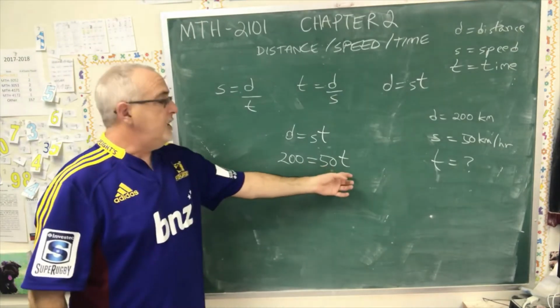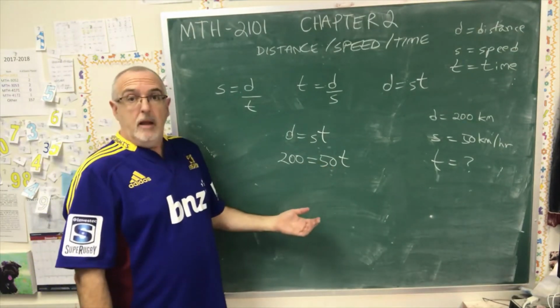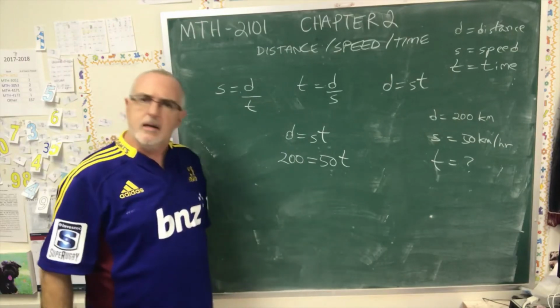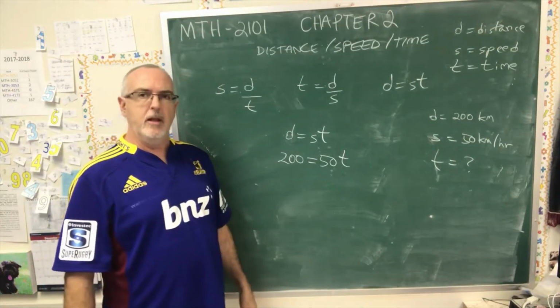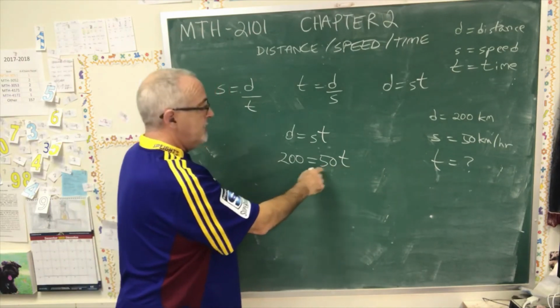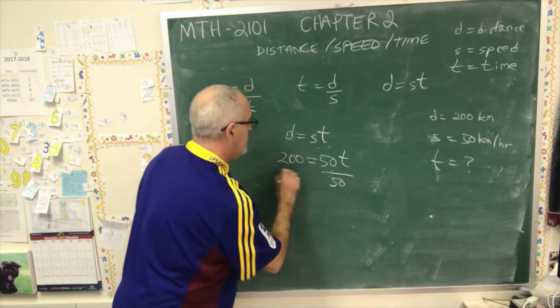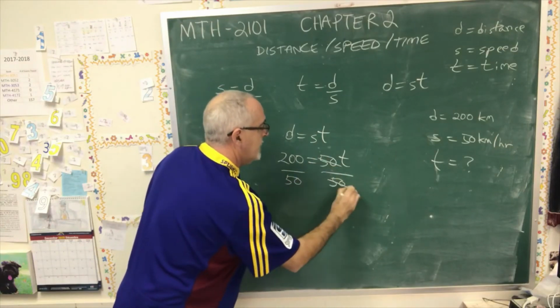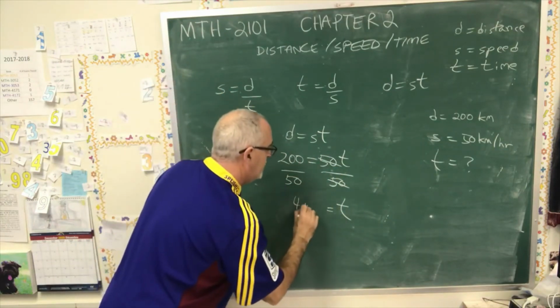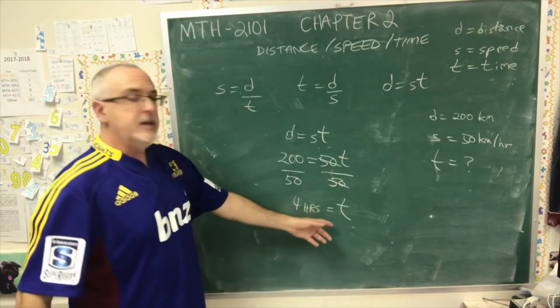I want my t isolated. I might like to have it isolated on the left, but I know the left side equals the right side, so it doesn't matter if the t is isolated on the left or on the right. So I'm just going to get rid of the 50. The t is being multiplied by a 50, so I divide both sides by 50. Cancel, cancel. T is isolated. 200 divided by 50 is 4. I still have t equals 4 hours, but I set it backwards.